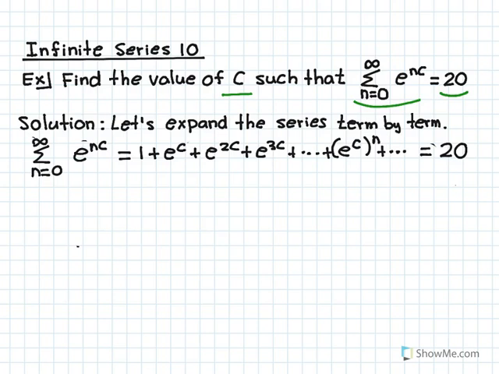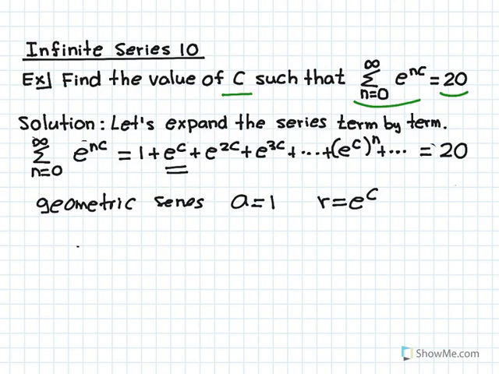Now clearly this is a geometric series, where a, the first term, is equal to 1, and the common ratio is e to the c. Why do we know that? Because if you multiply the first term by e to the c, we get the next term. Multiply the second term, which is e to the c, by e to the c, we get e to the 2c. So the ratio of successive terms is e to the c. That's how we know it's a geometric series.